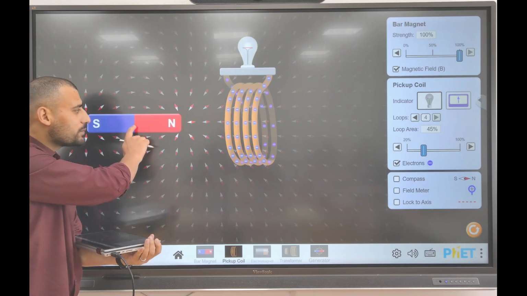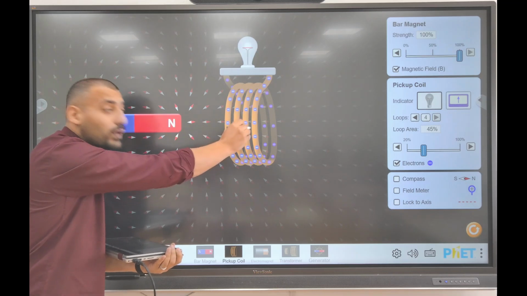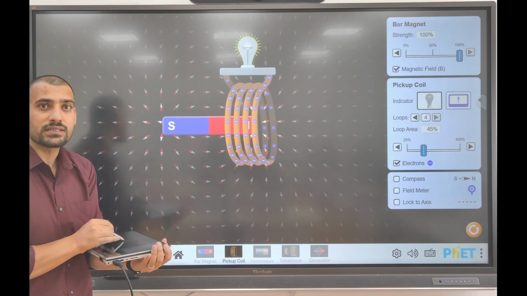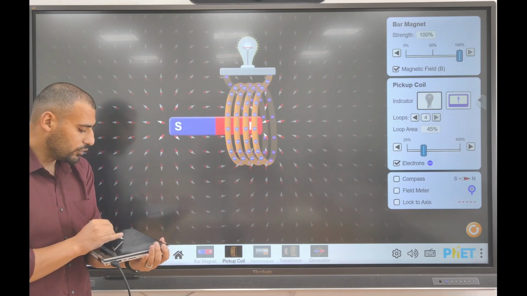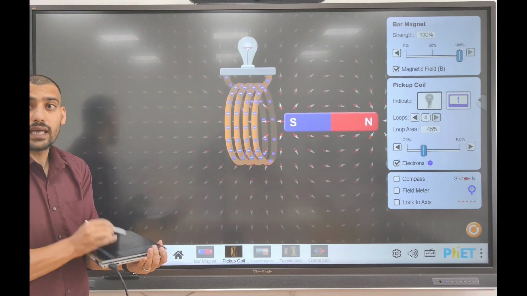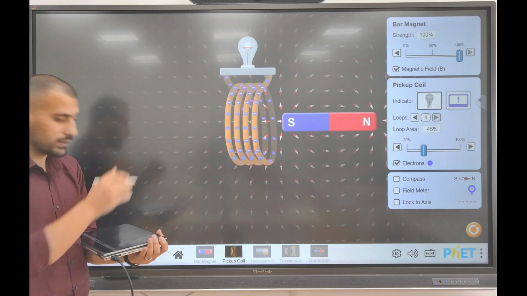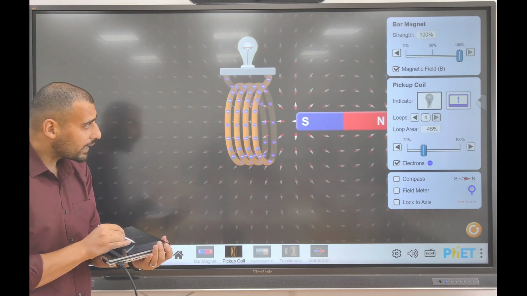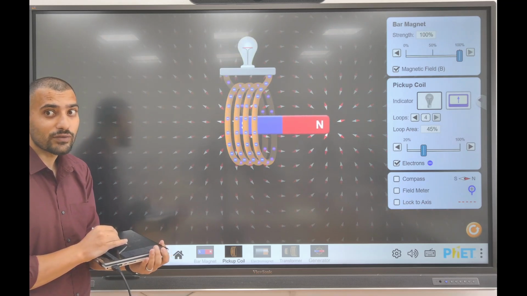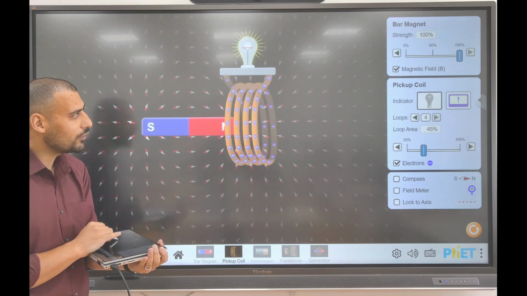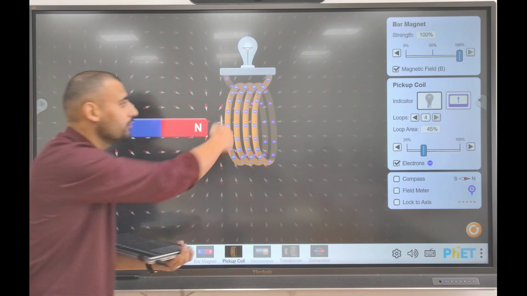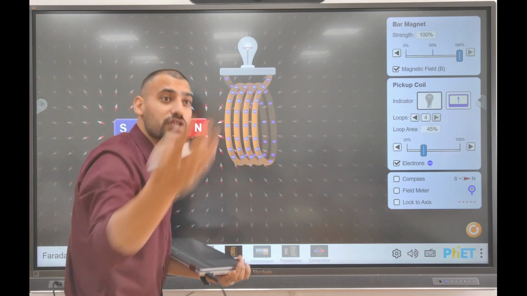When I am taking this bar magnet towards the coil, the direction of the electrons is anti-clockwise, isn't it? But the moment we go out, it is clockwise. And then again, one important thing. When I am going back inside, it is counterclockwise. And when I am taking it out, again it's clockwise. So the direction of the current which is going through this coil is also changing.